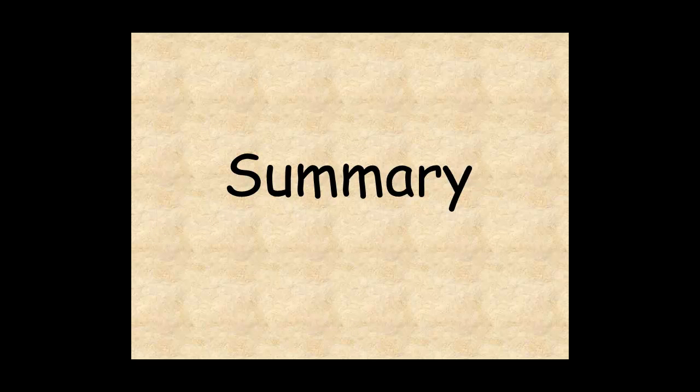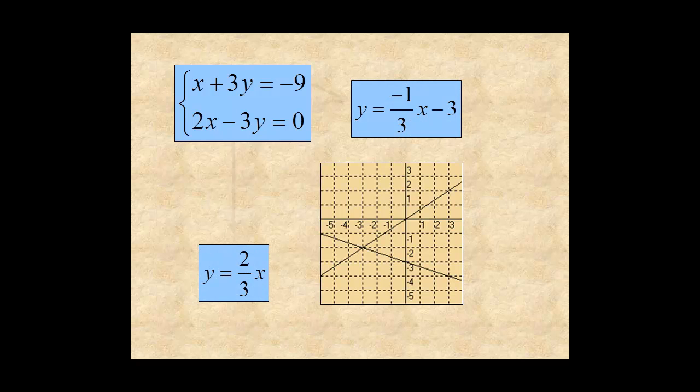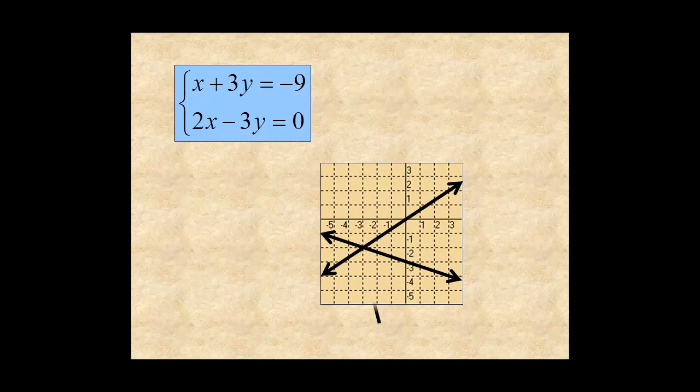To summarize, convert each equation to slope-intercept form and graph. The coordinates of the point where the lines intersect is the solution to the linear system. Be sure to check the solution.